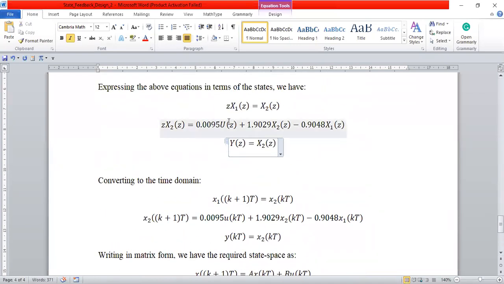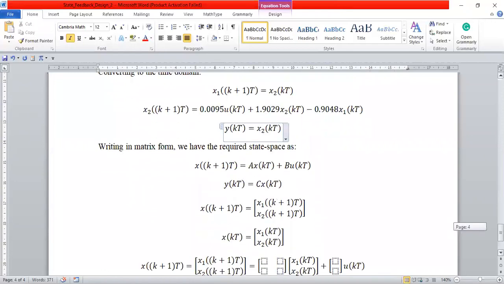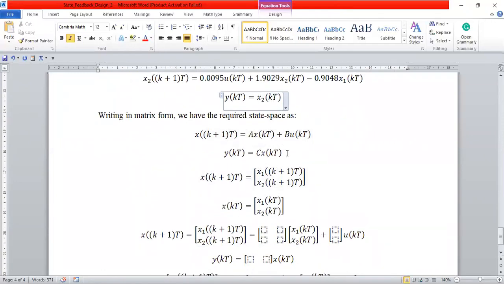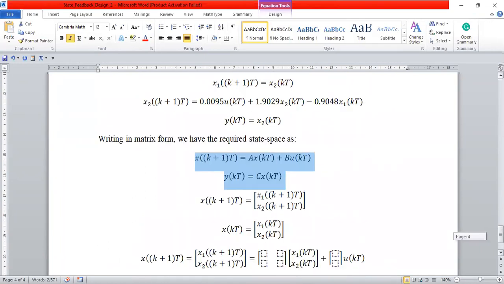The next step is to convert to the time domain. I've already explained it last class. This is the conversion from the z domain to the time domain. Then the last and final step is to put it in state space matrix form. So this is the state space representation in the discrete time domain.